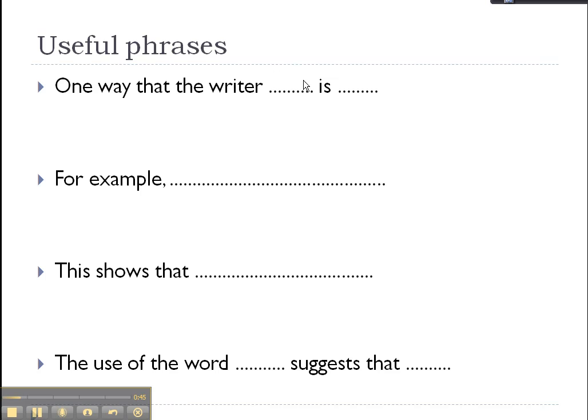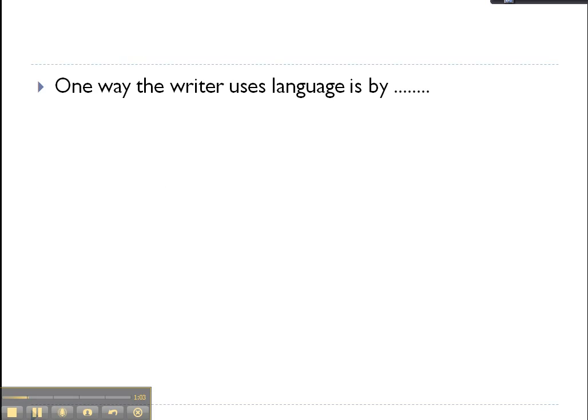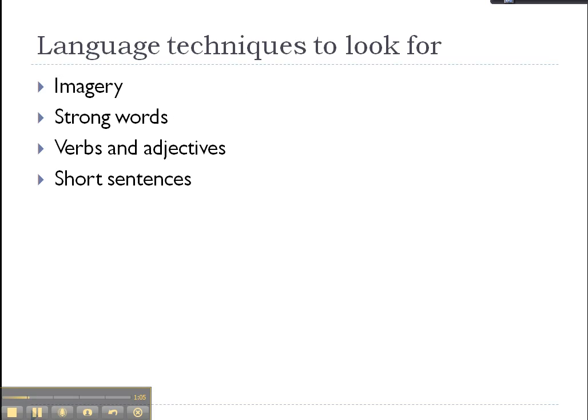Now here you've got to think about what your question is. Now if your question is how does the writer create excitement, that's what you put in. One way that the writer creates excitement is, and then you finish off the sentence. Now that's the trick though, isn't it? What do we put there? What do we put when we're finishing the sentence? Well, these are the sort of things that you need to look out for.